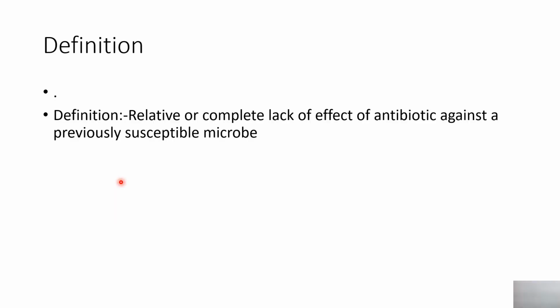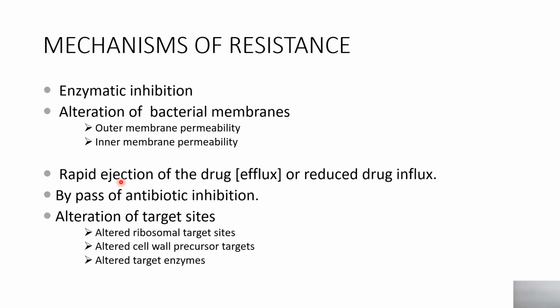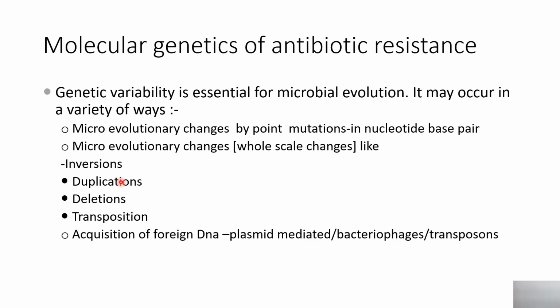So if you talk about resistance, resistance can occur via various mechanisms. Either it is enzymatic inhibition, where the enzyme is not working, or alteration of bacterial membranes, outer membrane permeability, inner membrane permeability, or whatever drug or antibiotic you add, it is rapidly ejected out or effluxed. Or reduced drug influx, bypass of the antibiotic inhibition, alteration of target sites. So for example, you are targeting the ribosome, but its target site is altered. Altered cell wall precursor targets, altered target enzymes. All of these are mechanisms of resistance.